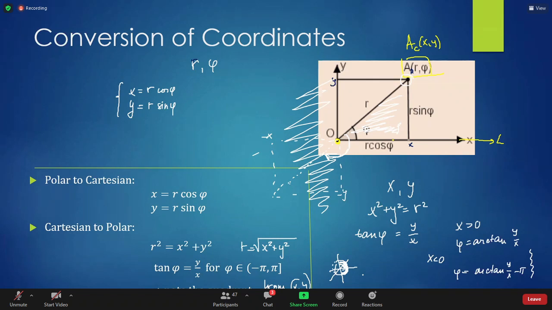When x and y are both positive, sine, tan, and cos will all be positive. On the top left-hand side, only sine will be positive, and cos and tan will be negative. You have to be aware.